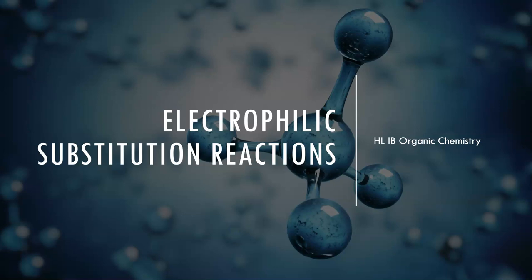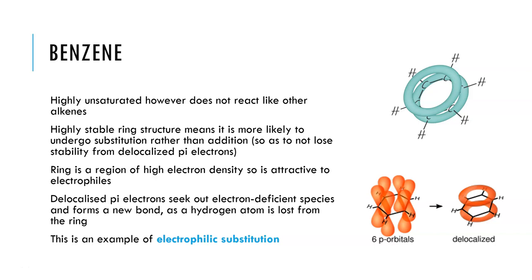Rightio, let's get looking at our electrophilic substitution reactions. So far we have looked at our nucleophilic substitution reactions for alkanes. We have looked at our electrophilic addition reactions, so the addition across a double bond. Now we're going to look at our electrophilic substitution reactions. So these ones, just like the electrophilic addition, are going to require an electrophile, so an electron-loving substance that is electron deficient. So let's get started.